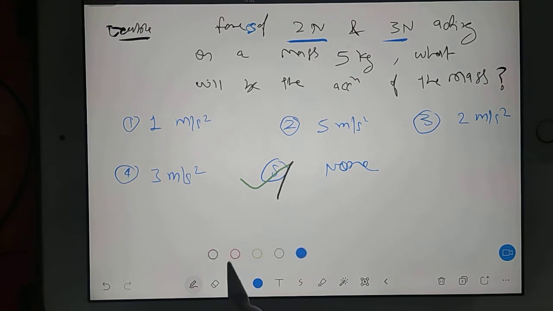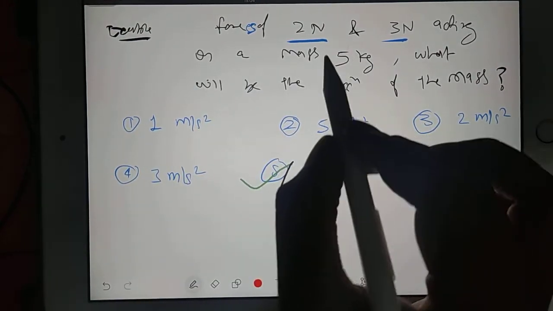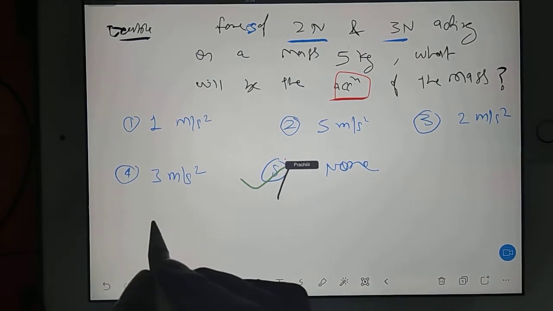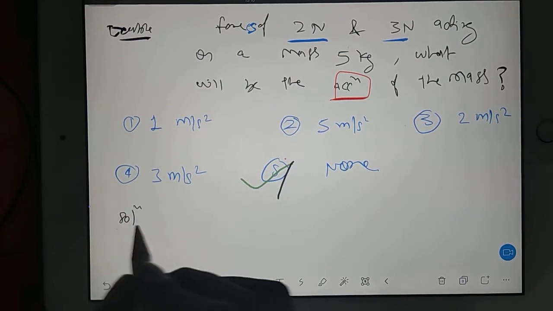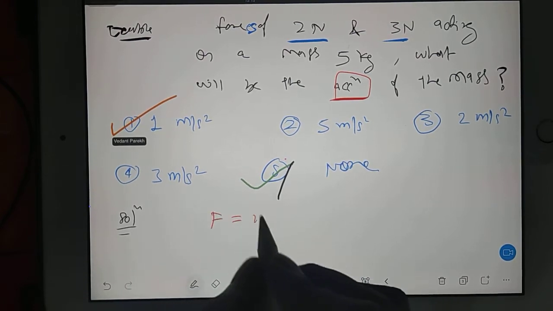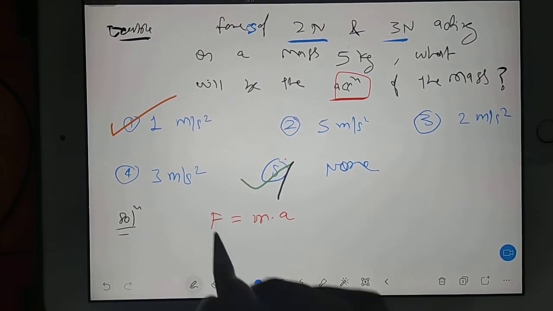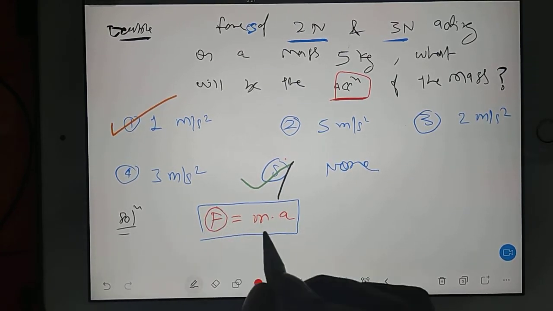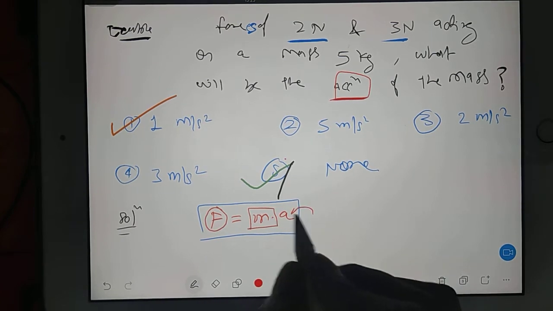Now you see guys, whenever you have to find out acceleration, you can use Newton's second law. From Newton's second law, we get F is equal to ma. If you are getting F is equal to ma, then when the force and mass are given, you can find out acceleration.